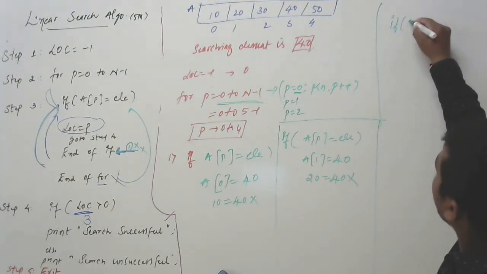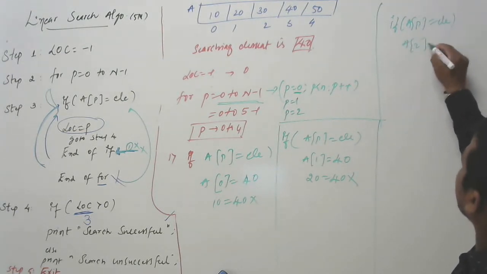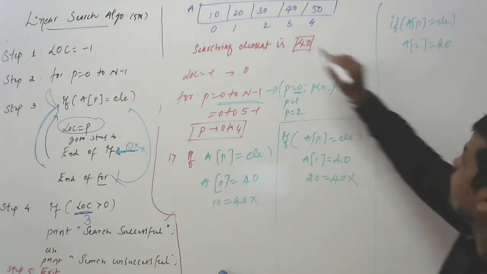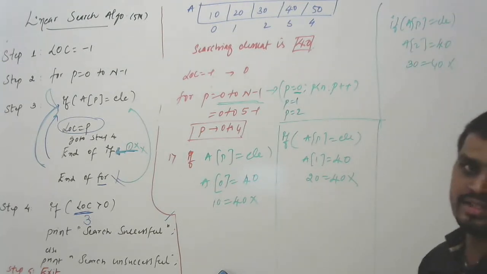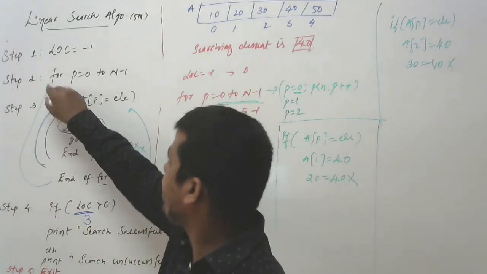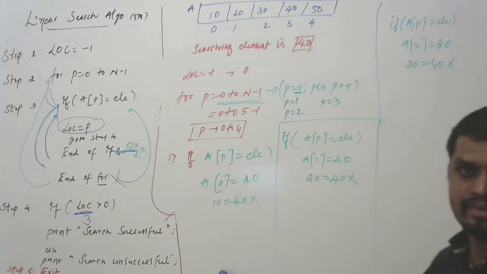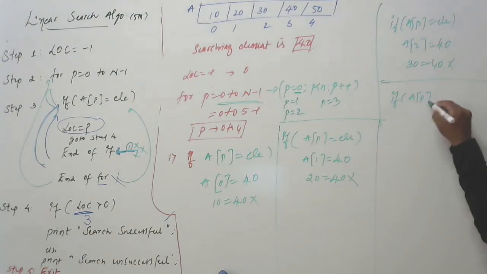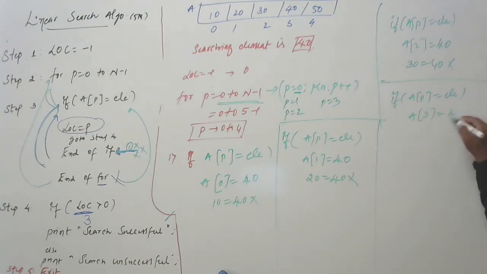If A of P equals to element, A of 2, searching element is 40. What is the value of 2nd position? 30. Are you searching 30? No, condition is false. Third time it is going to be terminated and loop will go back to the for loop. So that time P value becomes now 3.